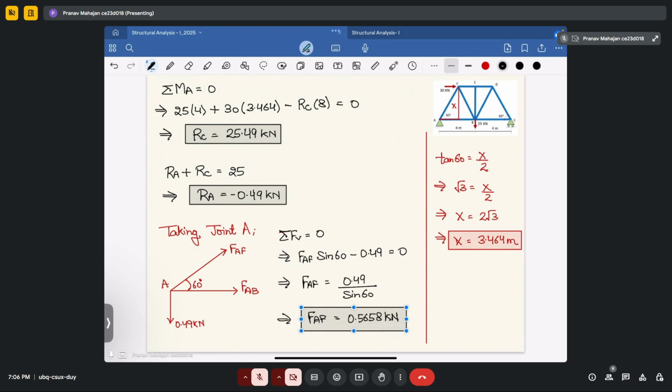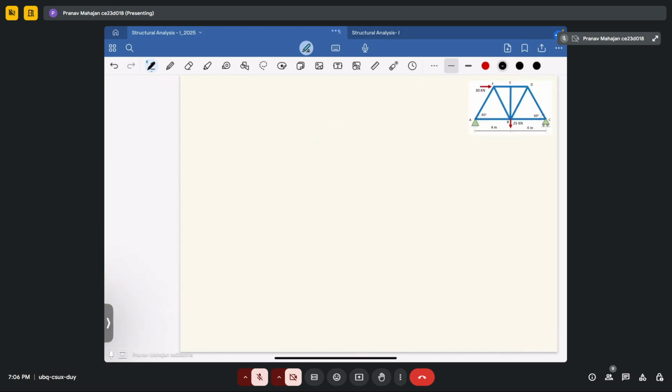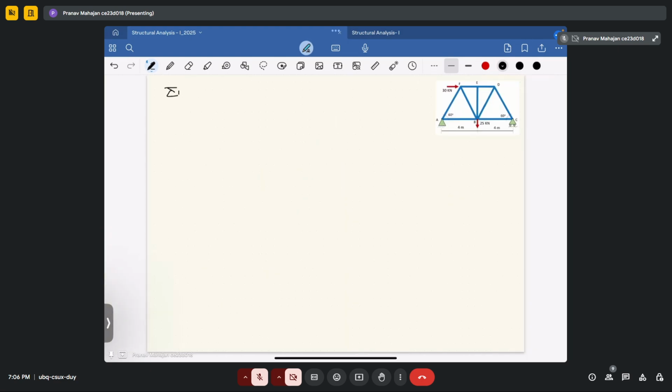Fine. Now we will calculate another force also here using summation of horizontal force equal to 0. That will become FAB plus FAF cos 60 equal to 0. Okay. This will give you FAB equal to minus 2629 kilonewton.